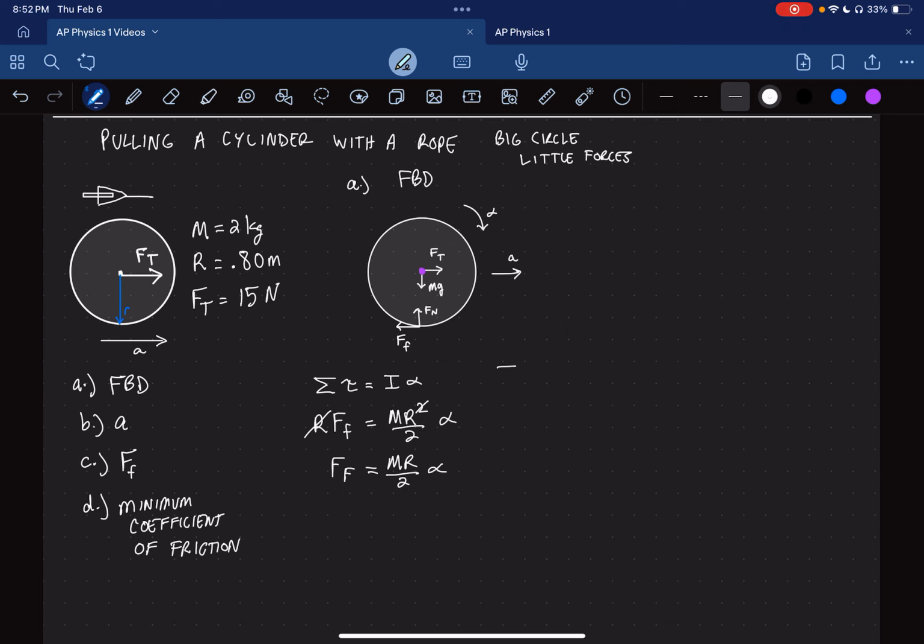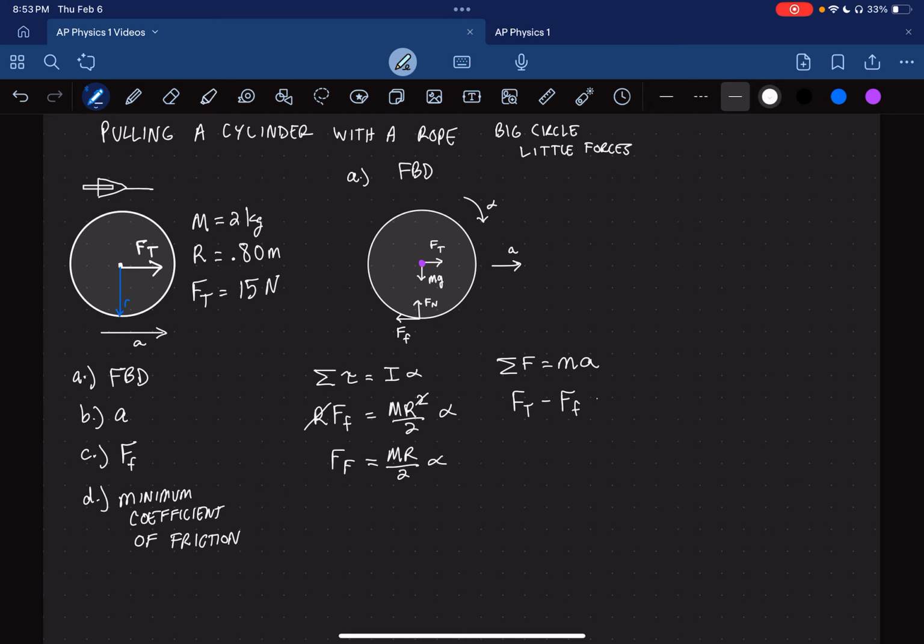Let's write our sum of forces equals MA. And let's look at the direction of the acceleration. We only want forces that are in that dimension. We don't want any forces that are perpendicular with that dimension, I should say. And so the force that's giving us a forward acceleration is F_t. Now, F_f opposes that direction. We'll put minus F_f equals MA.